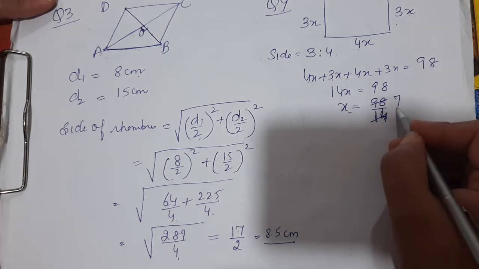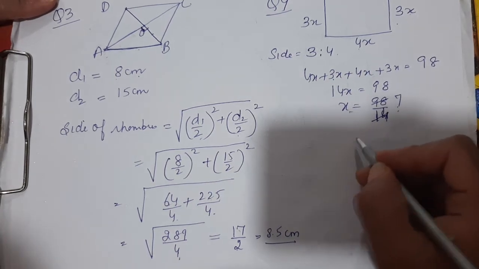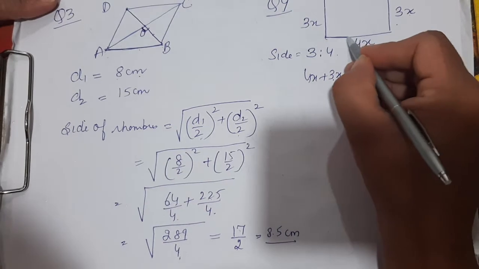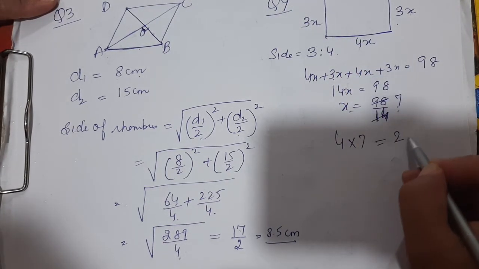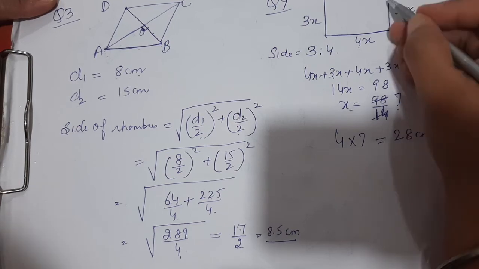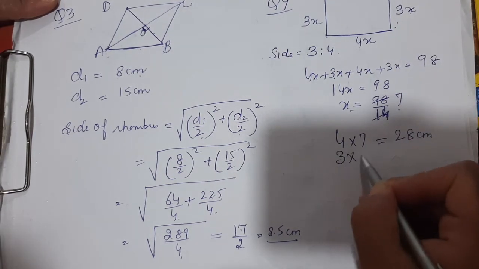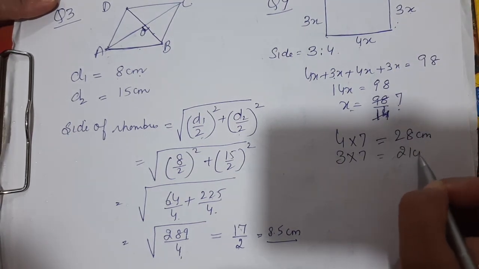So x is equal to 7, beta. Now if x is equal to 7, so what will this side become? One side will be 4 into 7, which is equal to 28 centimeter. And the other side, 3 into 7, is equal to 21 centimeter.